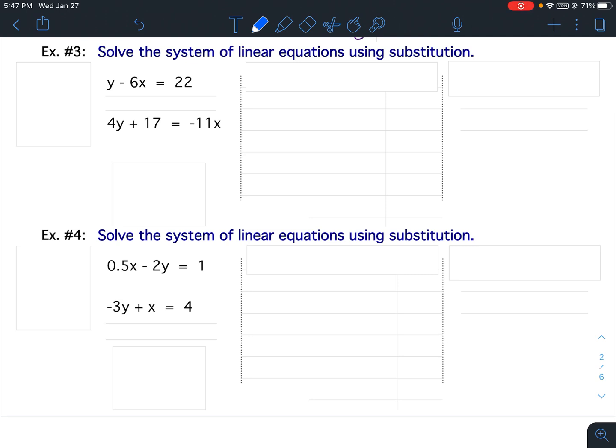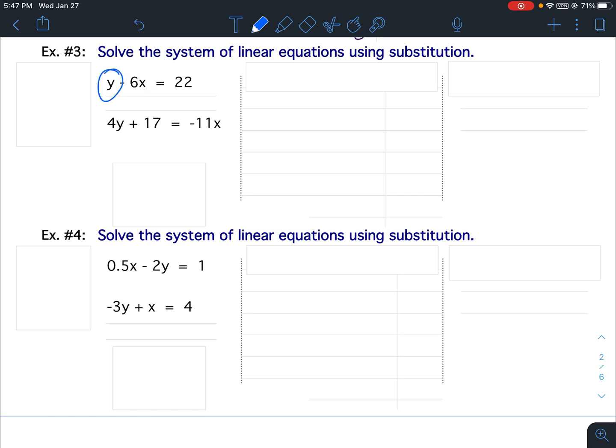Which variable is the easiest to solve for? Because I want to solve for one so I can substitute. Well, this has a coefficient of negative 11, and yes, it's by itself, so it would take one step to solve this. All I'd have to do is divide everything by negative 11, but do I really want to divide 4 by negative 11 or 17 by negative 11? No, they don't divide evenly, so I don't want to do that. This would take 2 steps.